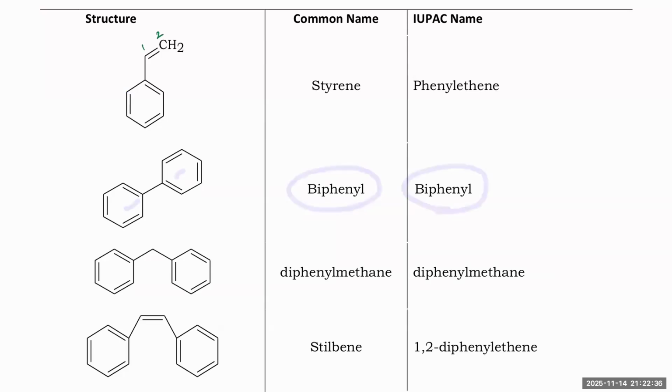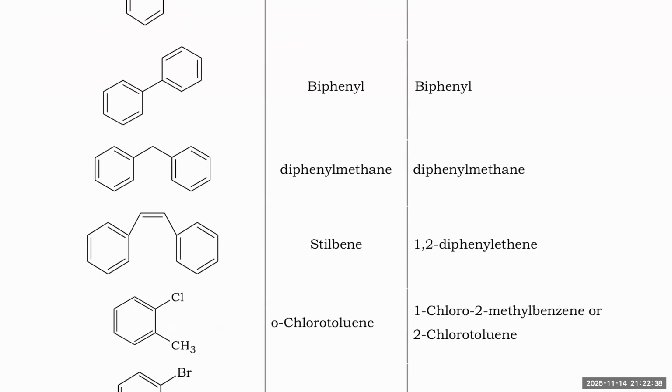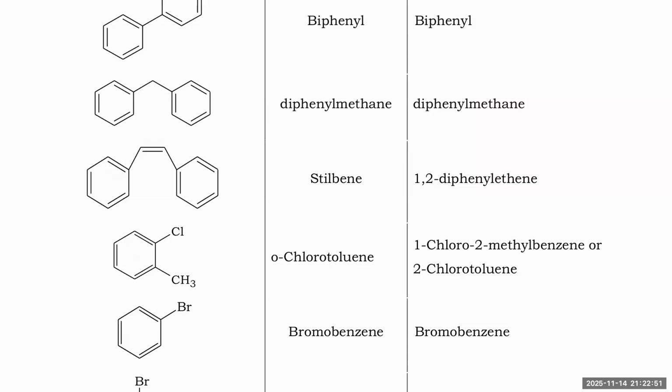The IUPAC name accepted is also biphenyl. This I told you, if you have two rings, then the main chain will be the straight chain. So it is diphenyl methane. The common name as well as the IUPAC name is the same. Then the common name, if you have an ethene, is called stilbene, or 1,2 diphenyl ethene.